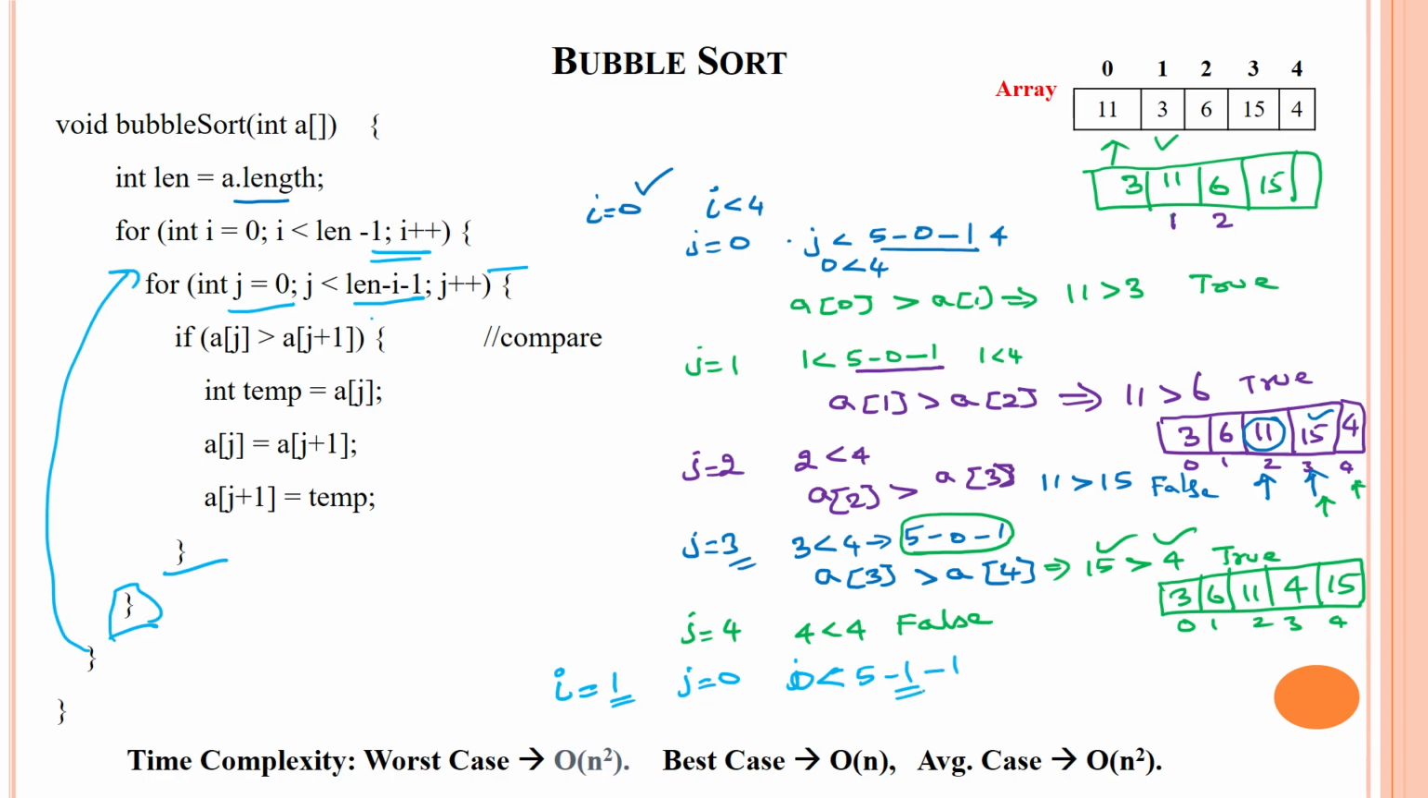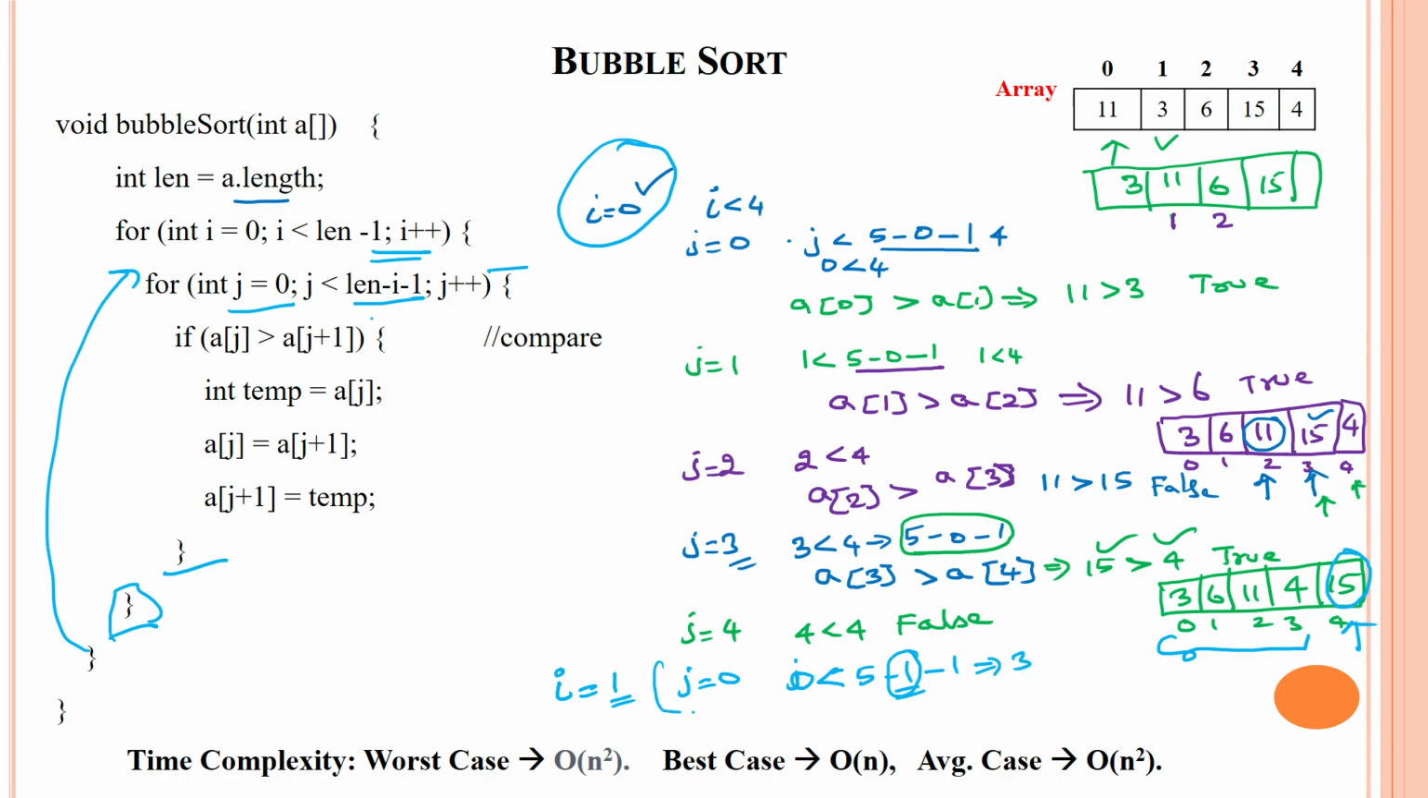Why we are taking this I value in the sense? Because you look at that in the previous iteration, in the iteration number 0, the 15 is bubbled up and placed in the right position. So now we need not to check the 15 once again. So we have to traverse from 0 to index number 3. So we are getting 5 minus 1 which becomes 3. So 0 less than 3.